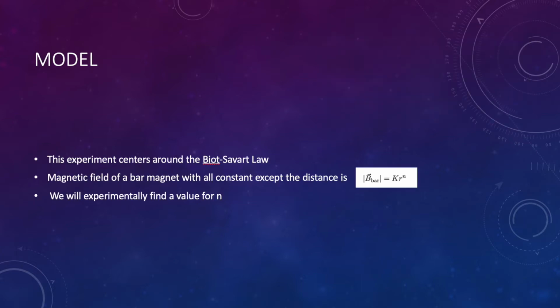The experiment applies the Biot-Savart law, where we will use the formula where the magnitude of the magnetic field of the bar magnet is some constant k times the distance to the power of some value n. We will then find the value of n experimentally as well as k.